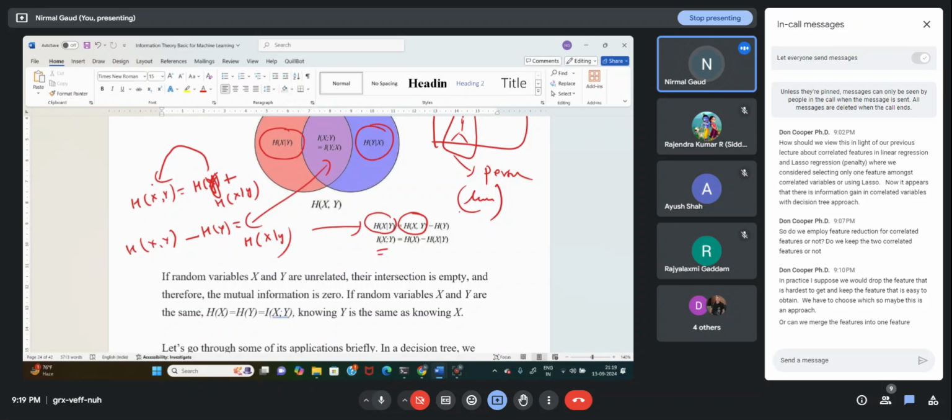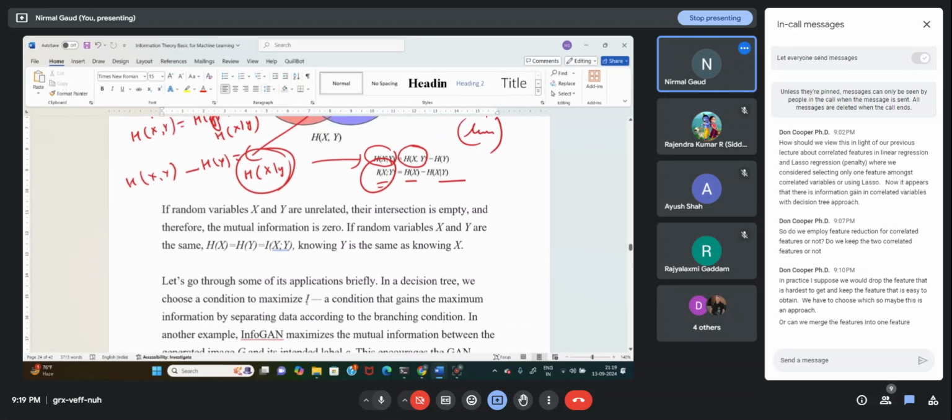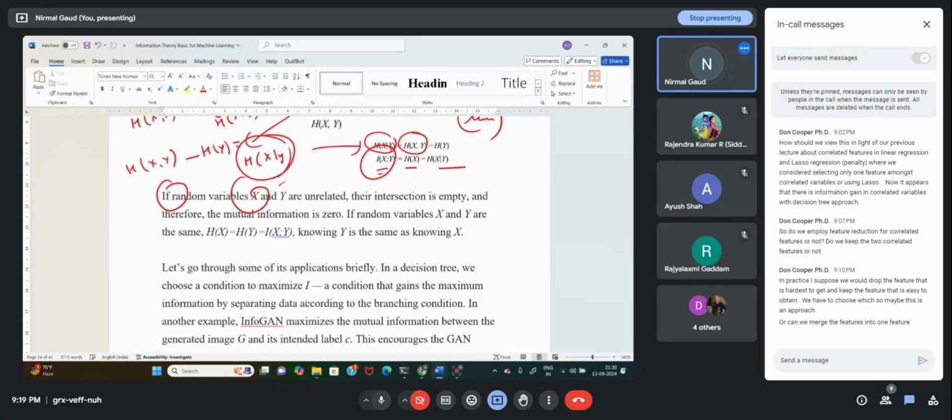Equal to conditional entropy. And then I can find the information gain. That is H(X) minus the conditional entropy. This is information gain. So if the random variables X and Y are unrelated, not related to each other, their intersection is empty. Now if the two events are not related to each other, what information am I going to gain from there? Nothing. Empty. Mutual information is zero.